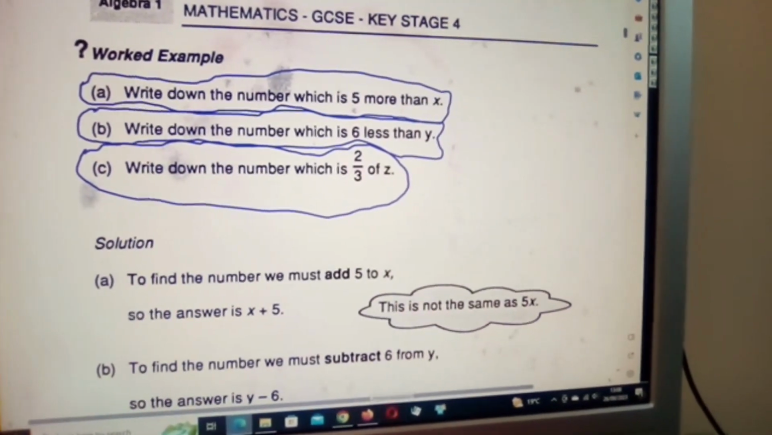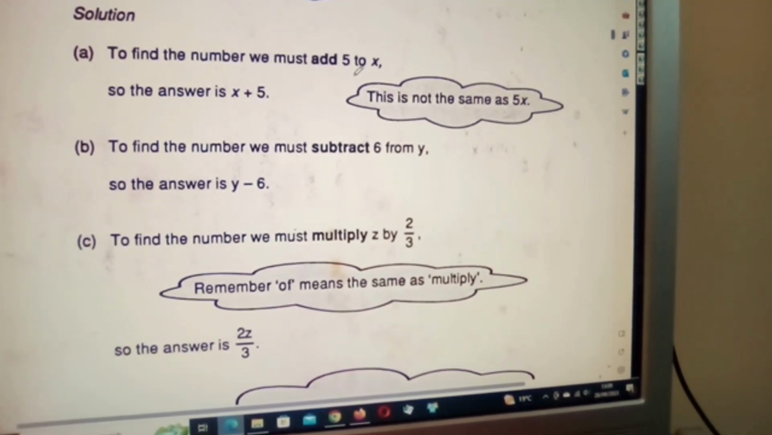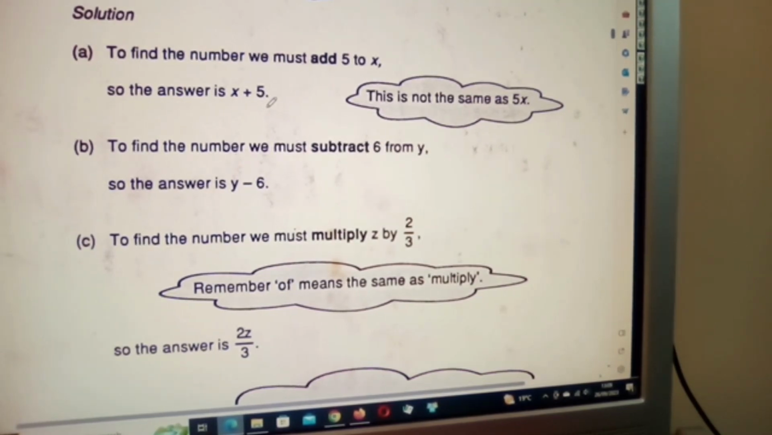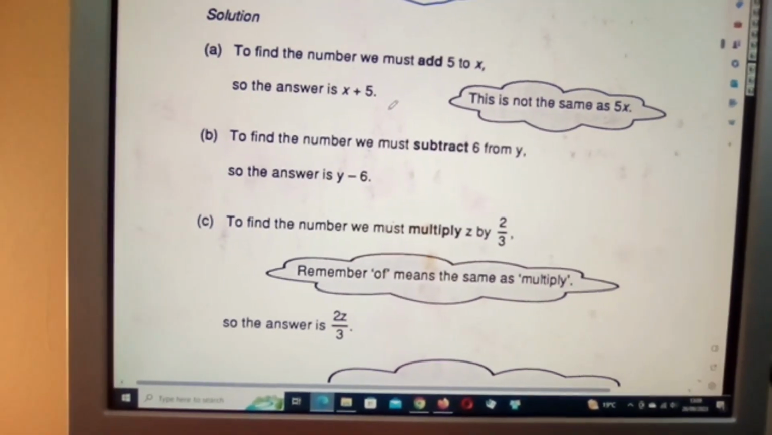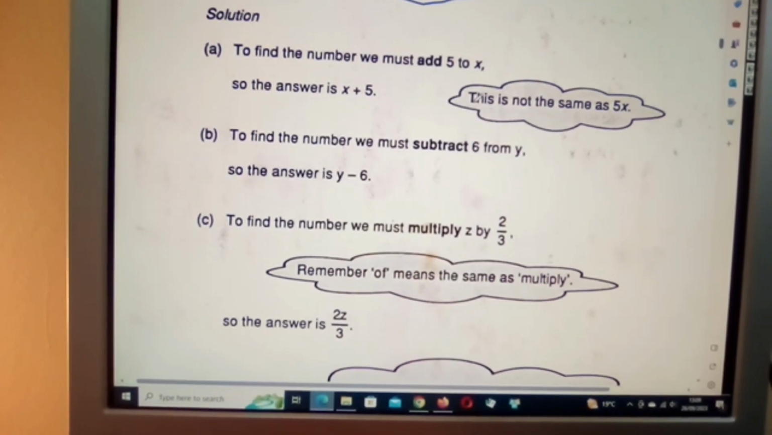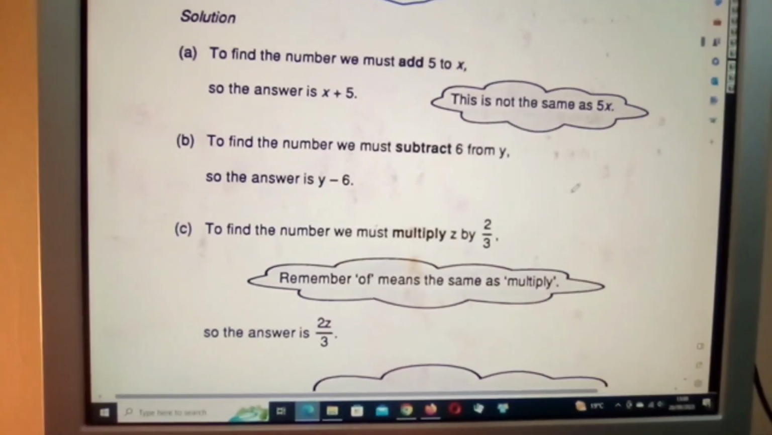Now let's look at the solution to this. To find the number, we must add 5 to x. So the answer is x plus 5. This is not the same as 5x. And we'll see why a little bit later on, hopefully.